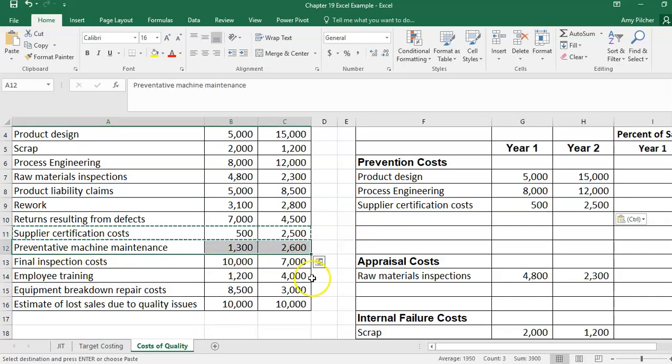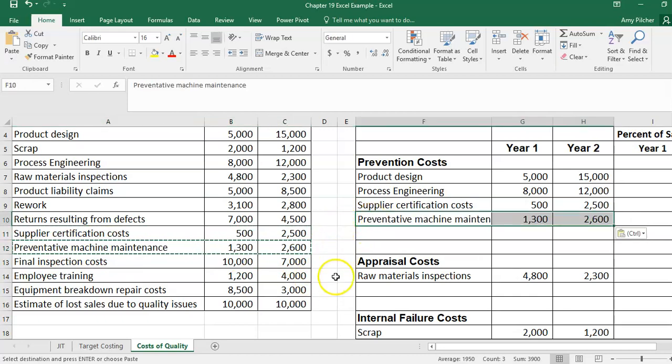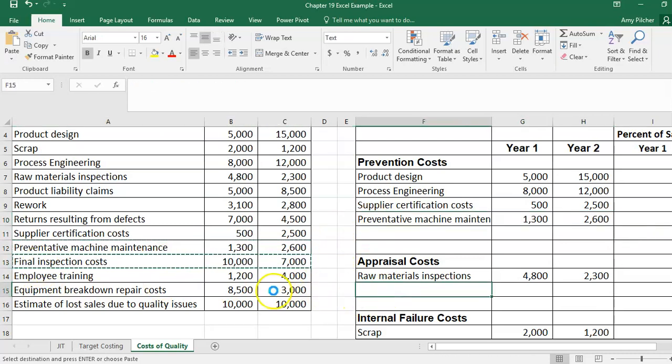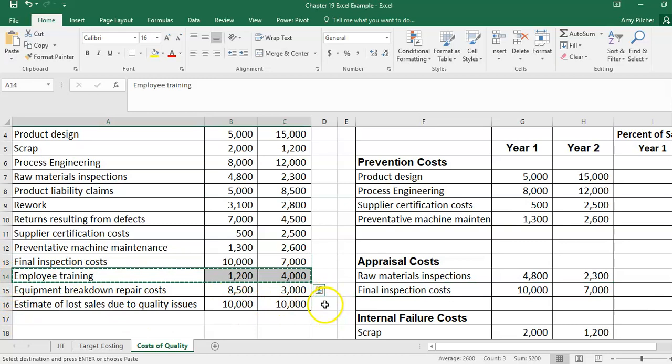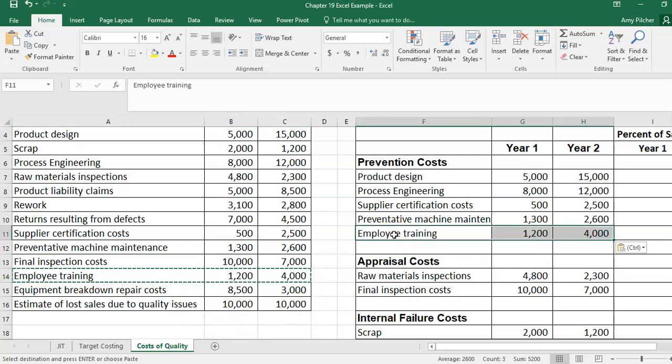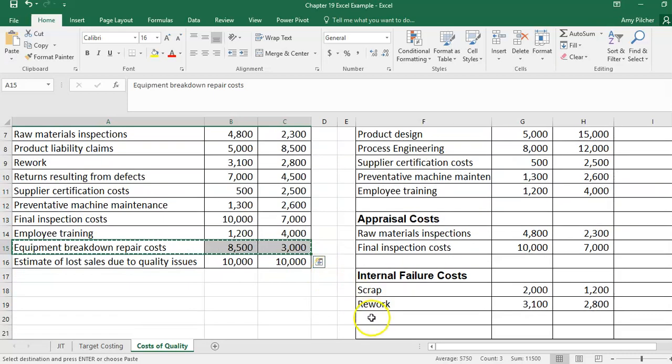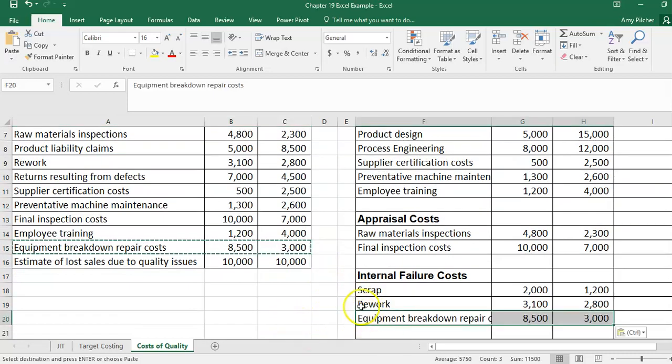Preventative machine maintenance. Well, that's already in the name. Preventative is a prevention cost. Final inspection costs. All inspection costs are appraisal costs. Employee training costs. Employee training makes our employees work better, so they're less likely to have rework or scrap. So employee training is a prevention cost. Equipment breakdown repair costs. Equipment breakdown is an internal failure. We didn't take good care of our equipment and it broke down.